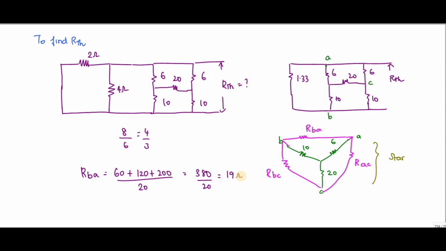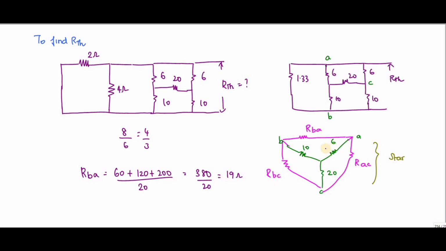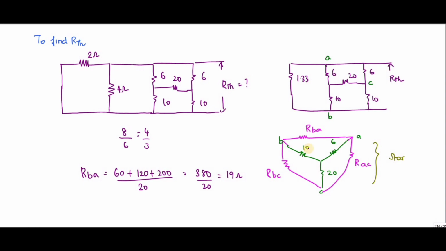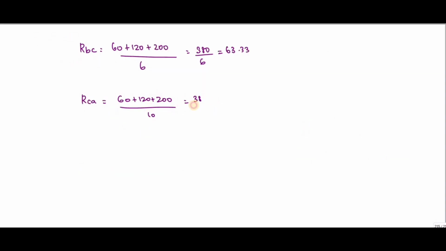Similarly, if I want to find the value of RBC, that is again 60 plus 120 plus 200, divided by the opposite value, which is 6. So that is 380 divided by 6, which is 63.33. Next, to find the value of RCA, it is 60 plus 120 plus 200 divided by the opposite resistance, which is 10. So the answer is 380 divided by 10, that is nothing but 38.